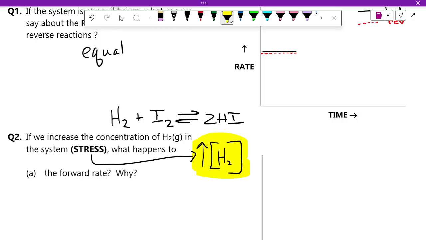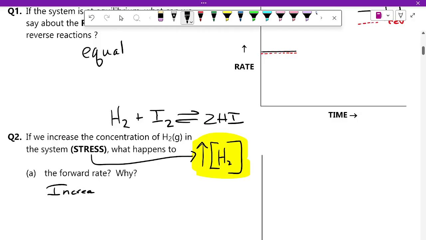What happens to our forward rate? Does it increase, decrease, or stay the same? You get to vote. Either increase, decrease, or stay the same. Yes, it increases.